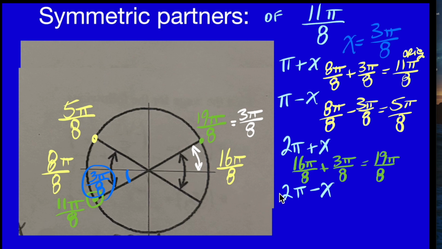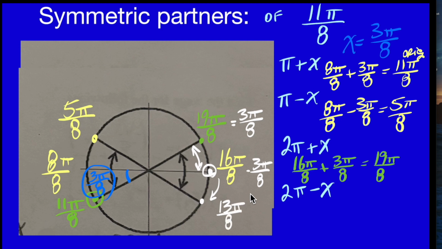Let's finally do 2 pi minus x. Let's go ahead and do it right here on the diagram. Here is 2 pi in the world of 8s. We're going to subtract our x value, which is 3 pi over 8, and that's going to put us at 13 pi over 8.